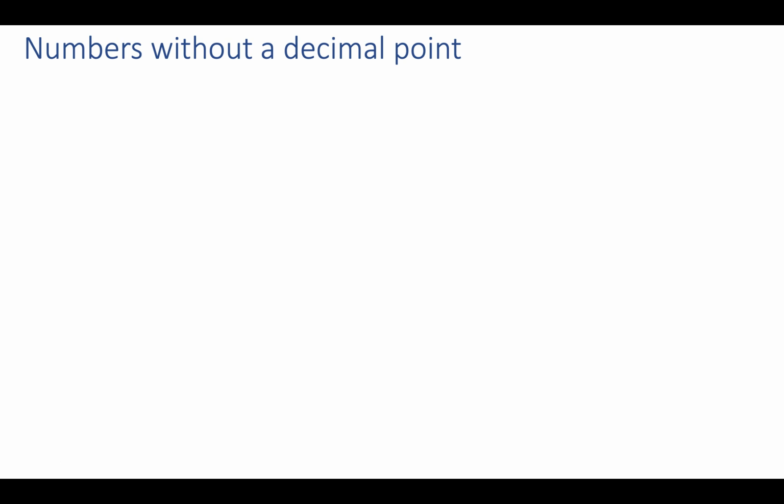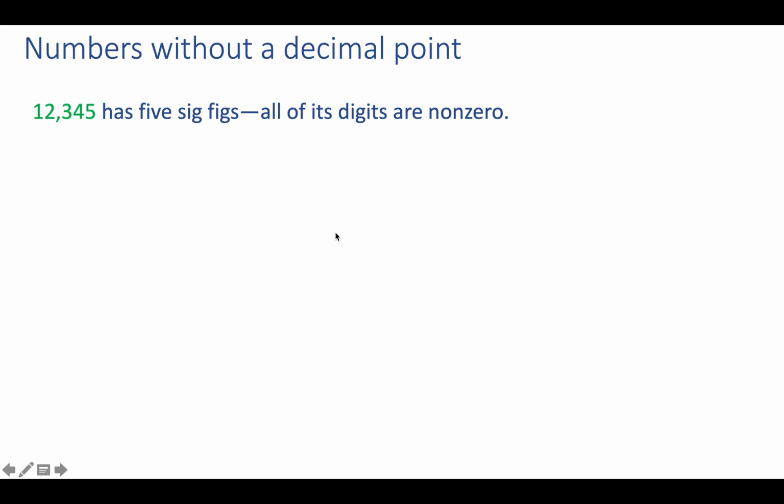So what do we do for numbers that don't have a decimal point, but perhaps have some zeros? So this is where it gets a little bit confusing. If we have all non-zero digits, we don't really have to worry because all non-zeros are always going to be significant. So this number, 12,345, has 5 significant figures. All the digits are non-zero.